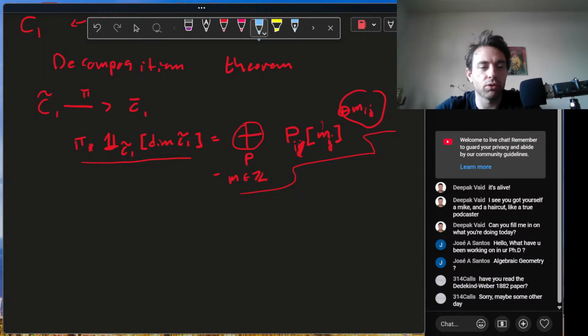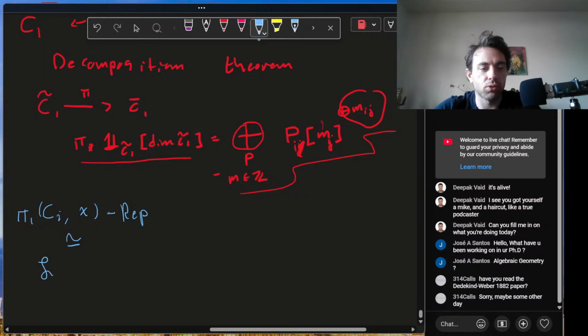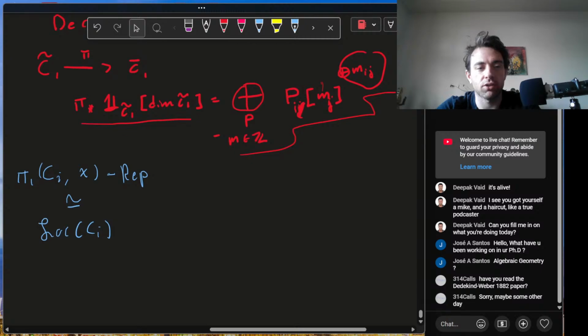because for each one of these orbits, take a point in the orbit. It turns out that the category of representations of the fundamental group is equivalent to the category of local systems on the orbit. And so this is one way that you can determine said local systems.